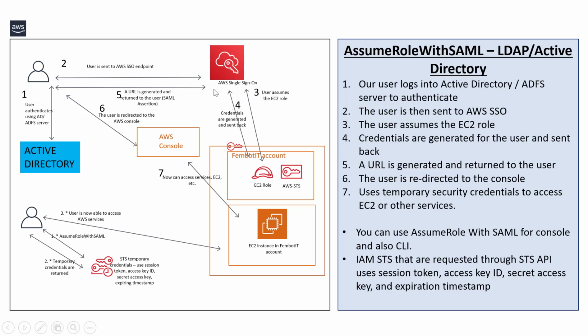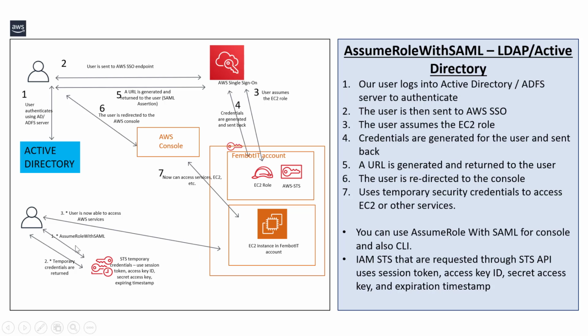And then I don't know if you've ever heard of a SAML assertion, but this is that step. It's a URL that's generated and it's returned back to the user. And then the user is automatically redirected to the console. And then from the console, they can go in and access the EC2 instance or the RDS instance, whatever they need to do in there.